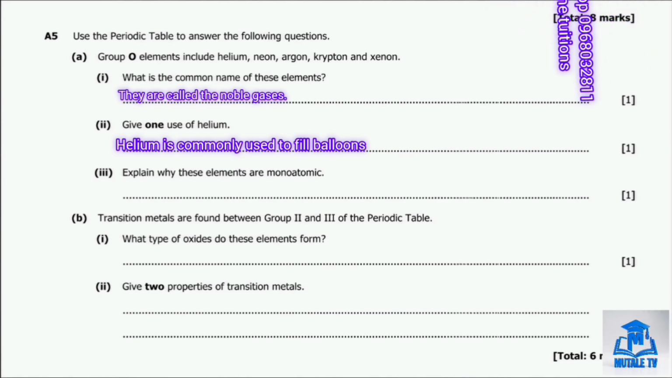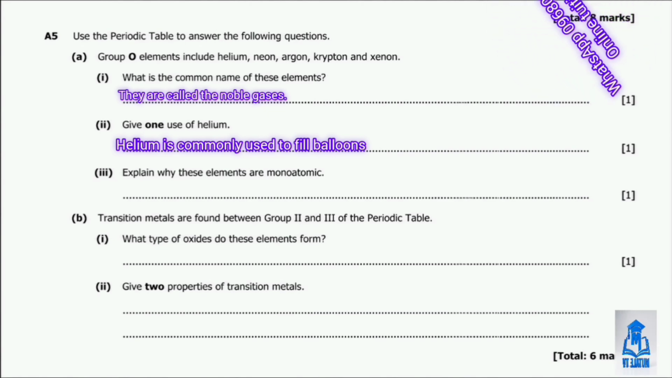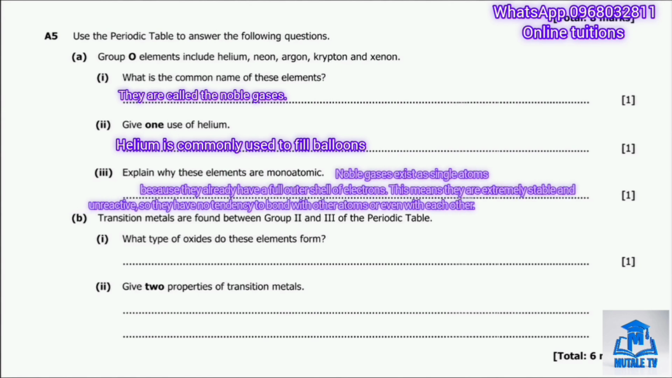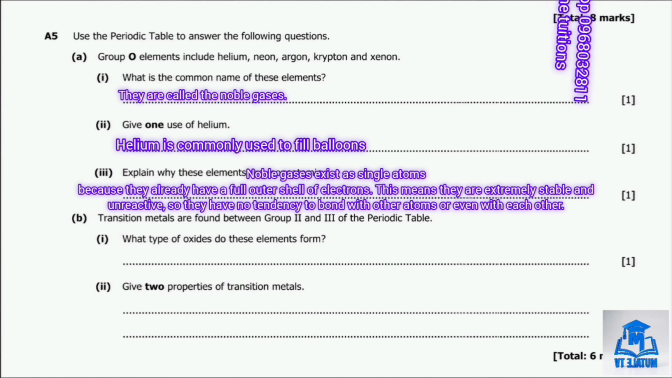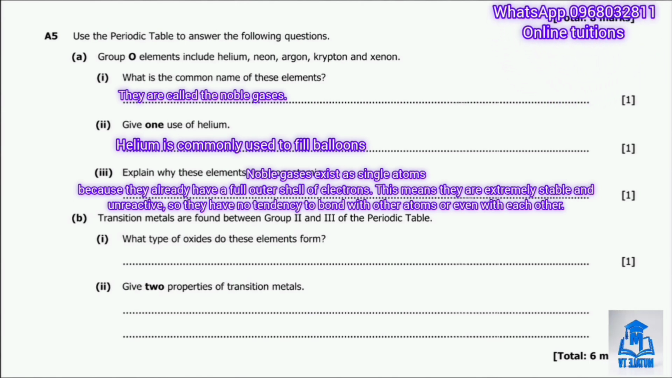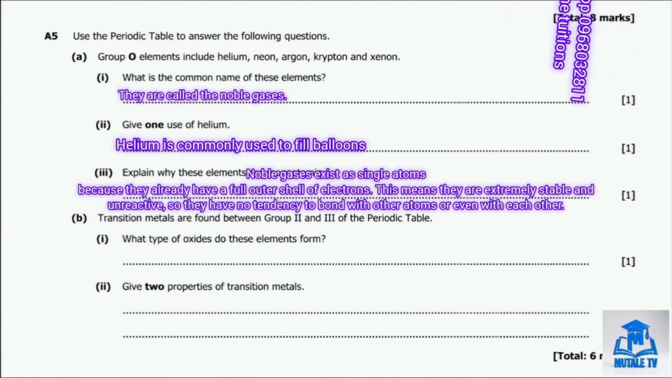Noble gases, why these elements are monoatomic. So listen closely. Noble gases exist as single atoms because they already have a full outer shell of electrons. This means they are extremely stable and unreactive. So they have no tendency to bond with other atoms or even with each other. Alright, so that's the answer there.